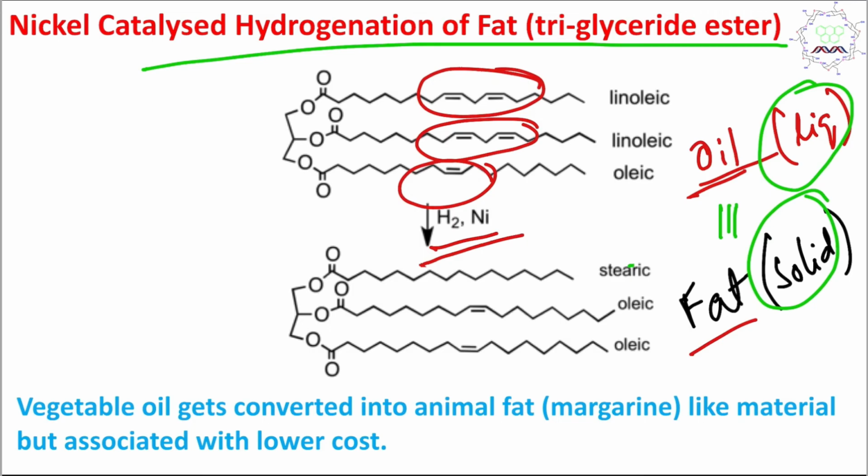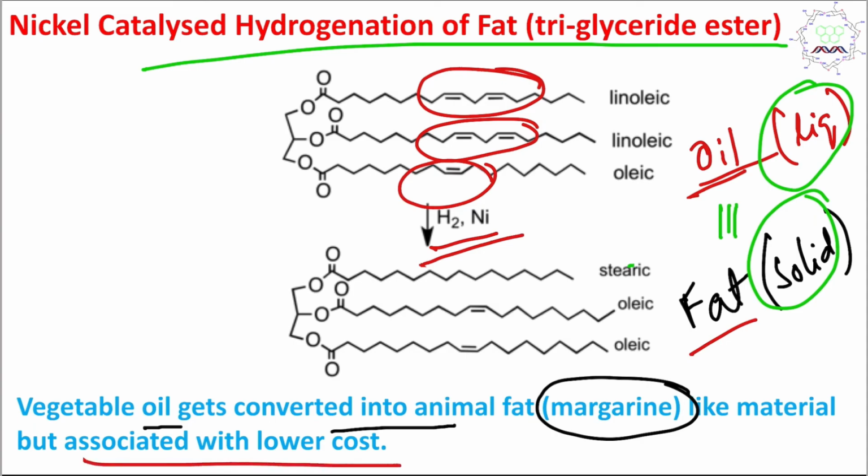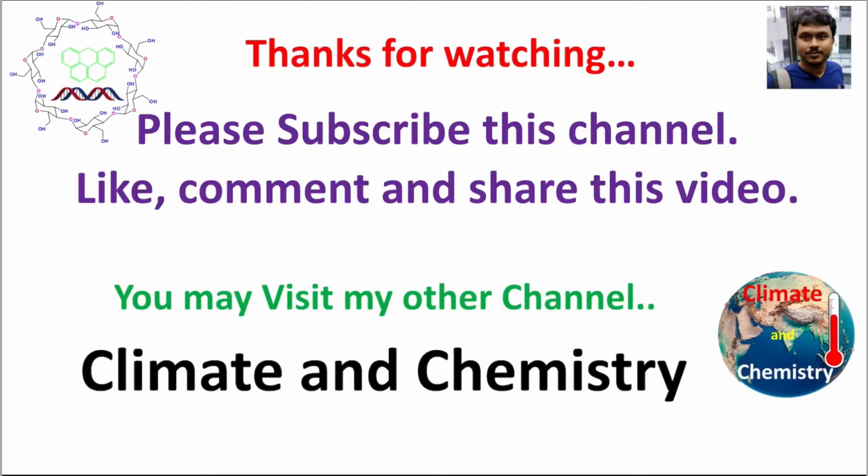And the advantage of this process is that vegetable oil could be converted into a product like animal fat, like margarine. So in this way you are producing an animal fat like material using a synthetic method. So you are reducing the cost of the final product, and most importantly you are saving some animals too. So that is the uniqueness of this catalysis process. Now, this is the overall discussion.